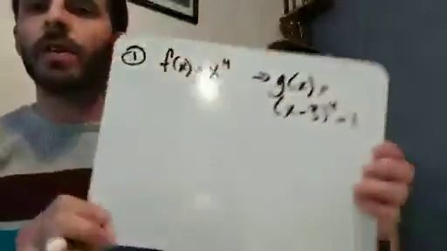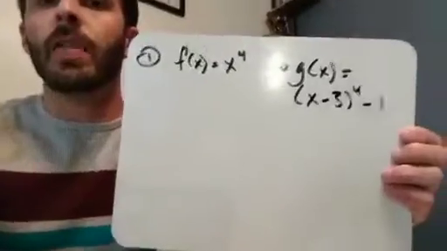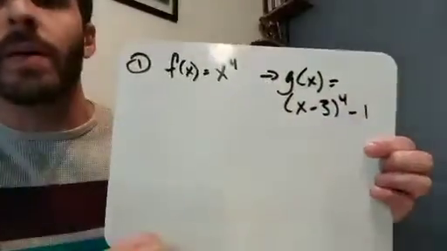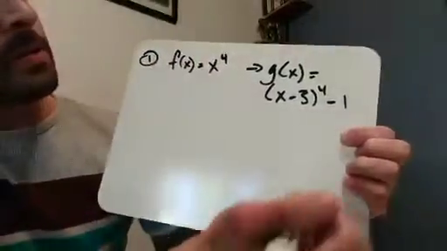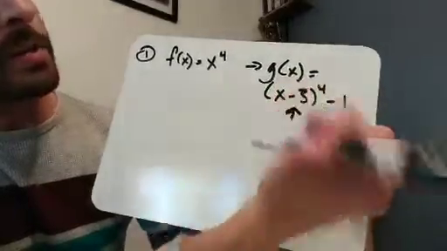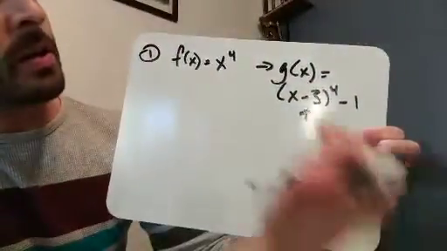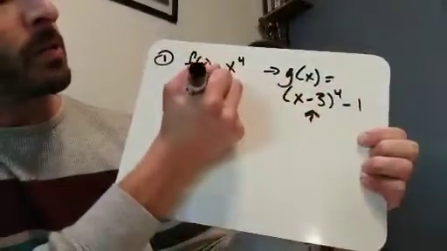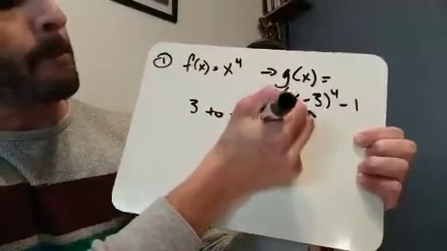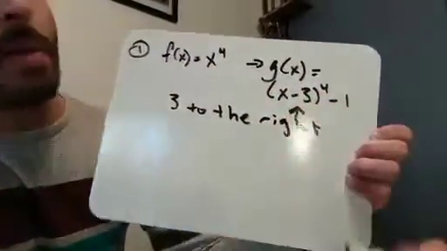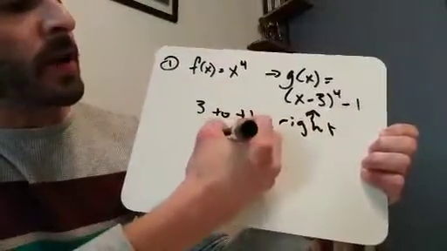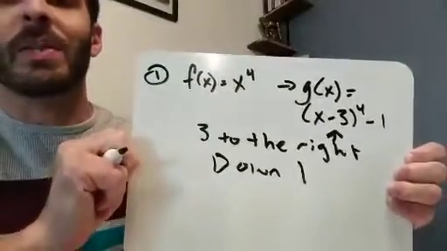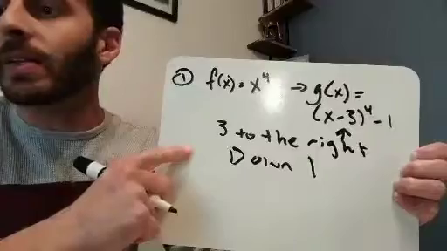Number 1, they give us a function f of x is equal to x to the fourth, and they ask us to describe the transformation. How did we get to the quantity of x minus 3 to the fourth power minus 1? Well, it's simple. Start with x to the fourth. I'm going to look in here, and it looks like it's a minus 3. And that minus 3, if it's a negative, it's opposite because it's with the x. So it's going to be 3 to the right. And then that minus 1 is outside, so then we went down 1. So describe the transformation from x to the fourth to the quantity of x minus 3 to the fourth minus 1. 3 to the right, down 1.